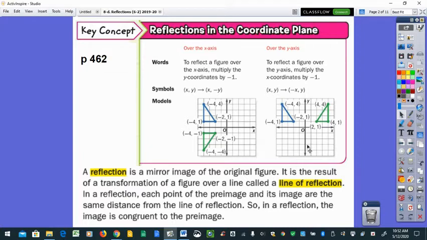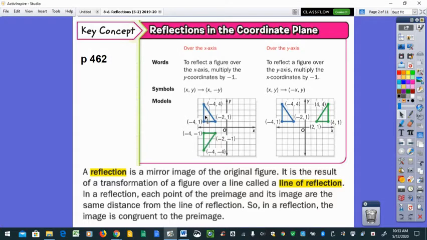You can reflect over any line. It could be a diagonal line. It can reflect anywhere, but we're going to stay simple. And we're going to remember that a reflection is a mirror image of the original figure. Now the figure is going to keep its same size and its same shape. So the pre-image and the image will be the same shape, just reflected. They will be congruent, and congruent means to keep the same shape and the same size.